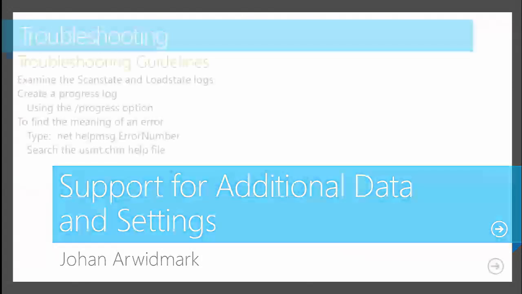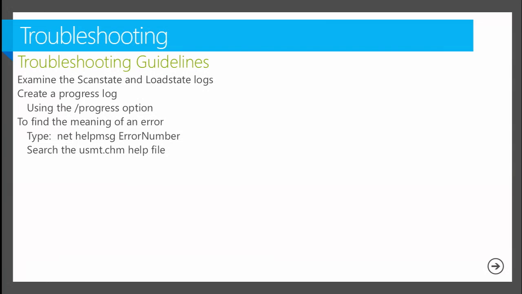Now, what can we do when things go wrong? Well, if you still have USMT 4 around, you can open up the USMT help file. It's still valid for the most part in USMT 5, but otherwise you will have to go to the online documentation. And they actually have a really good common issues post around USMT. You can increase logging.